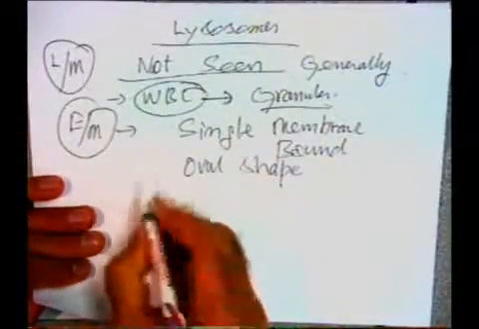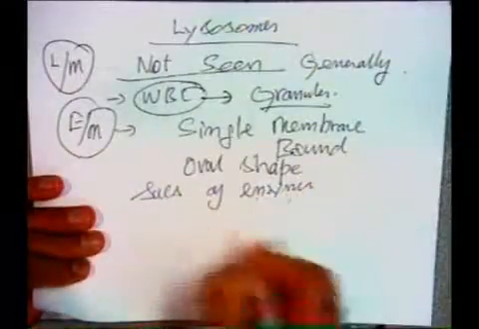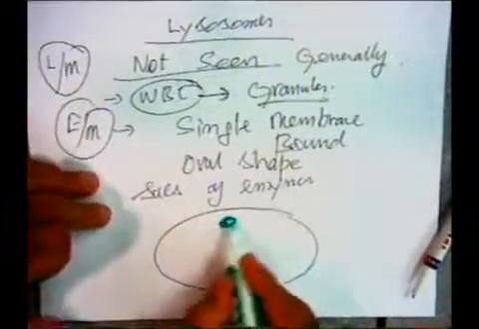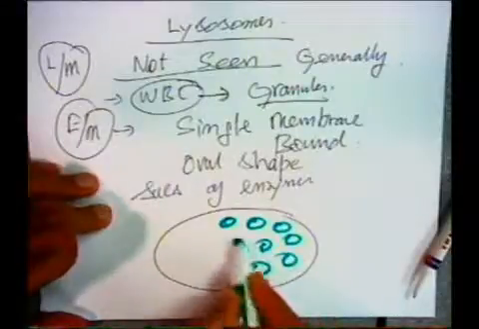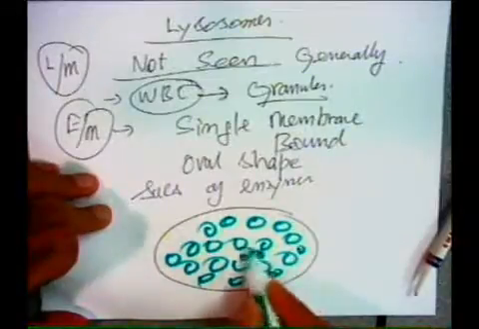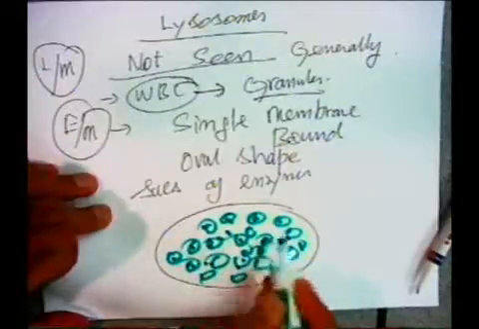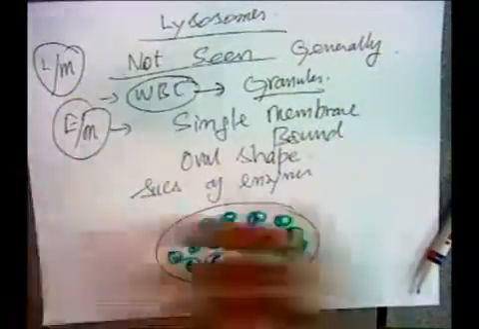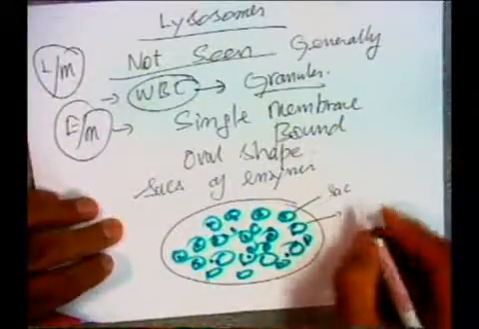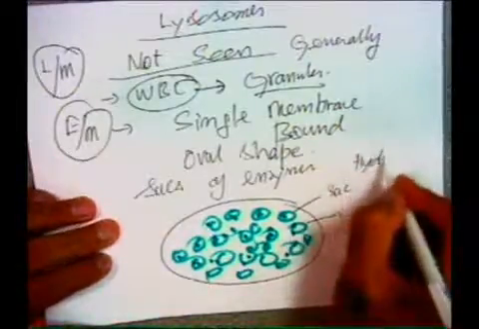With sacks of enzymes inside. If this is a lysosome, it's an oval shape, and you will get small sacks like this. It's not all of them together, but individually, these enzymes, which I'm showing in green color, are the granules you see in the microscope. Individually, these are the sacs. So they may have one type of enzyme, and there are a lot of enzymes there.